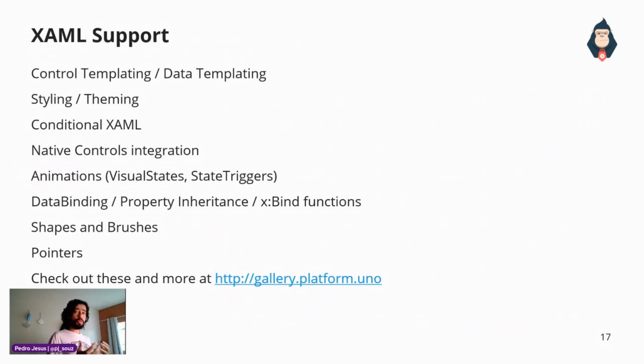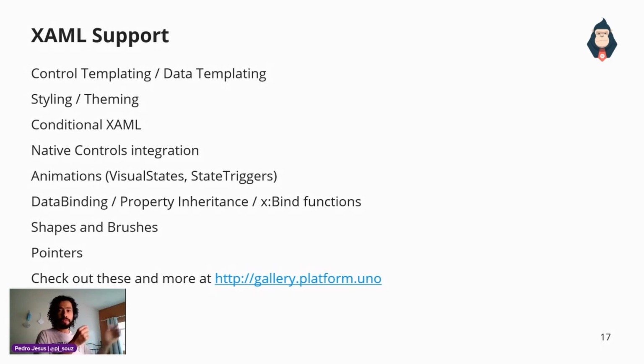And about the XAML support, what you can have with Uno is control template and data template. We use data a lot because it's like the WinUI side of things. We use a lot of styling and theming. We have the option of conditional XAML. So for example, if you want a control that is just visible on Android, we have a tag in the XAML that will make sure that part of the block will just work on Android and not on other platforms.